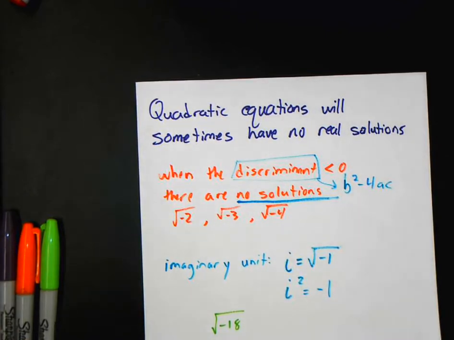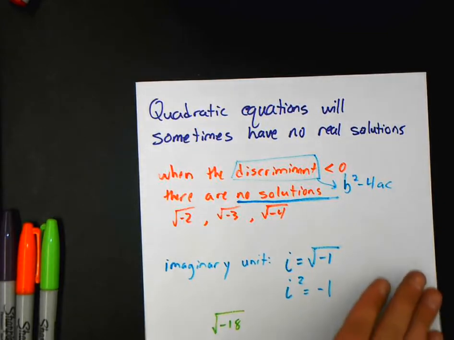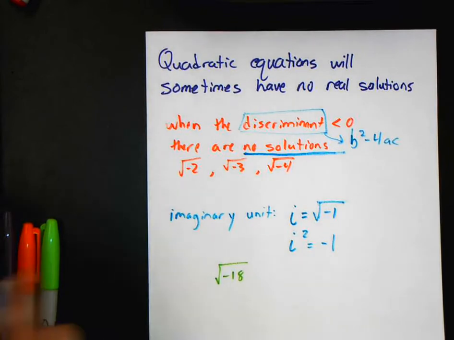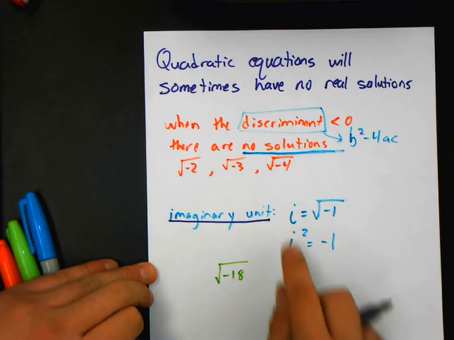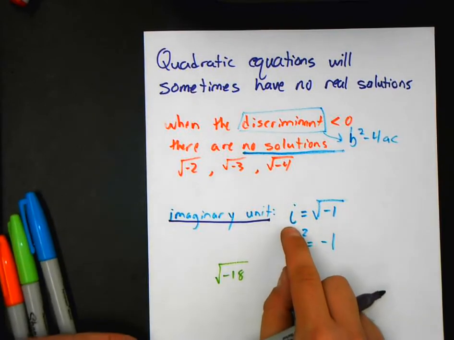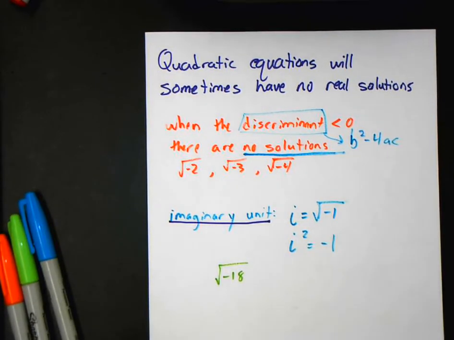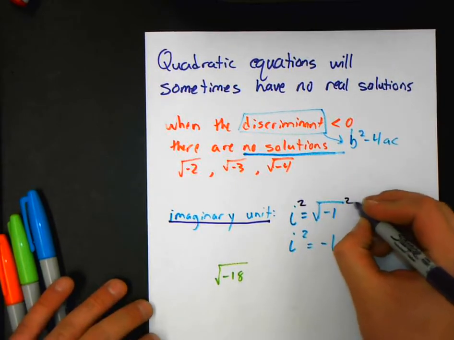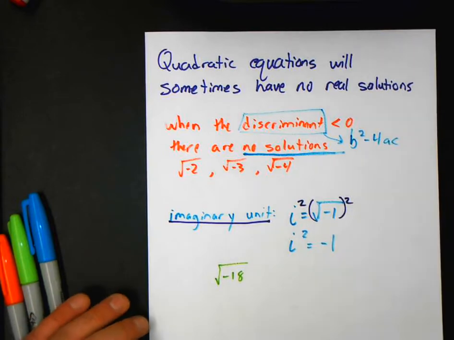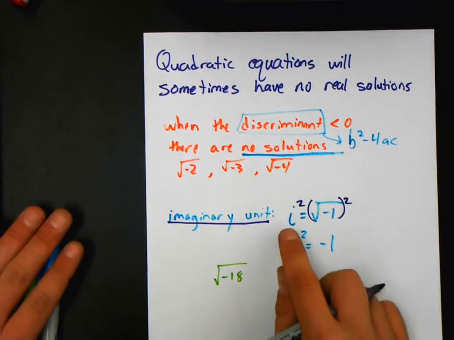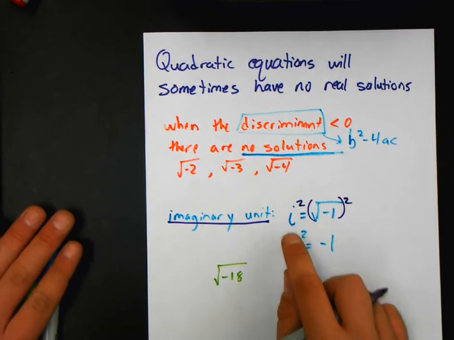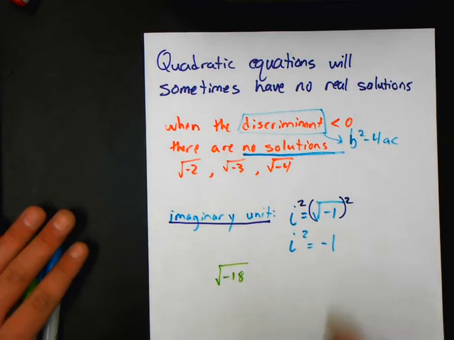So a way we can help simplify these expressions with negative numbers underneath radicals is by introducing something that's called an imaginary unit. An imaginary unit is what I will also use as the letter i, and that is equal to the square root of negative 1. If we square both sides of our equation, we get the formula i squared is equal to negative 1. So there is an imaginary number whose square is negative 1.